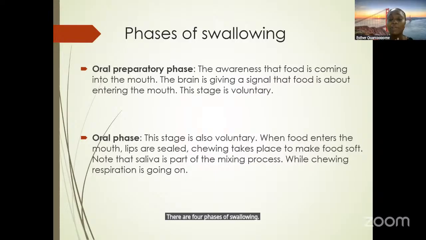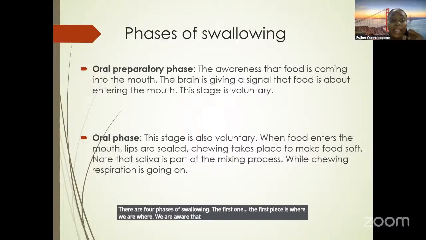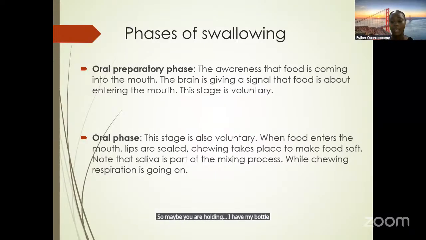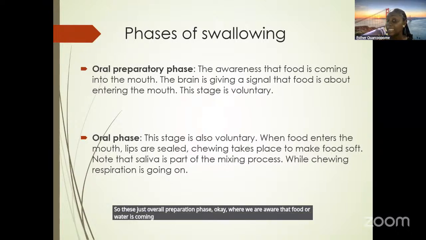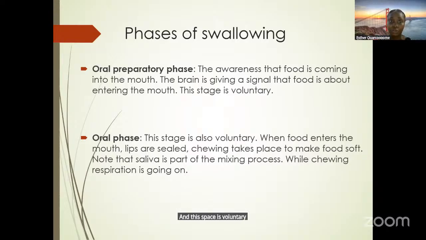The first phase is where we are aware that food is about to enter our mouth. So maybe you are holding, I have my bottle of water here. So this is just the oral preparatory phase, okay, where we are aware that food or water is coming. So the brain is giving signals that food is about to enter the mouth. And this phase is voluntary, very voluntary.